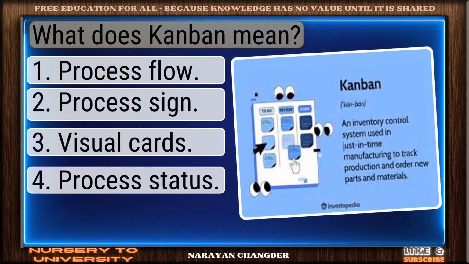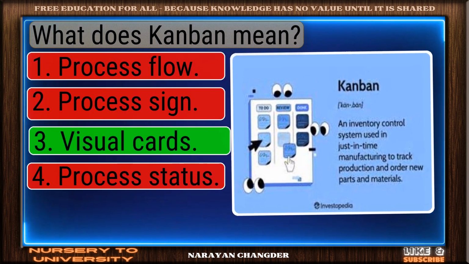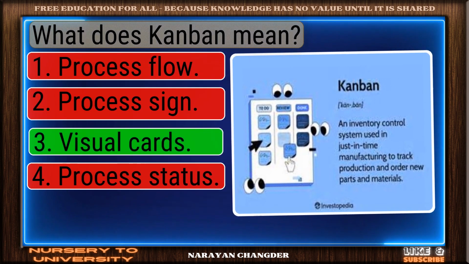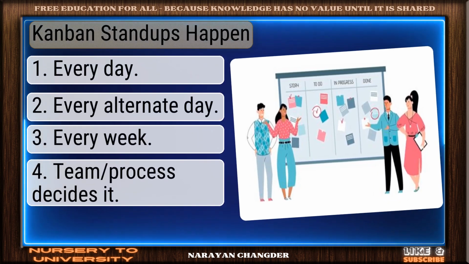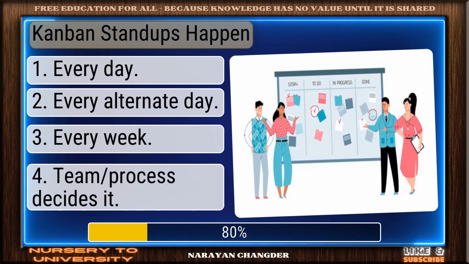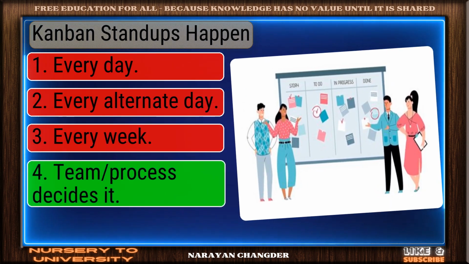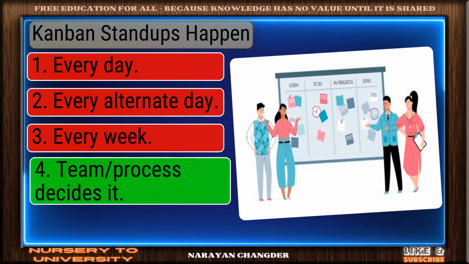Question number 70. What does Kanban mean? Well done. Visual cards is the right choice. Question number 71. Kanban stand-ups happen. Good thinking. Team process decides it is the right answer.